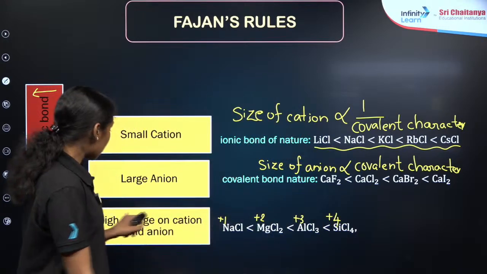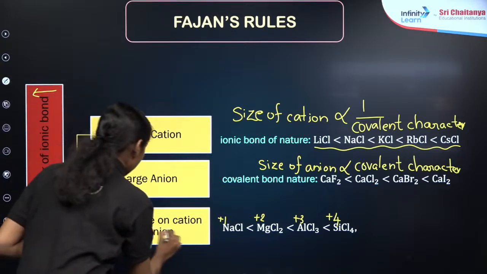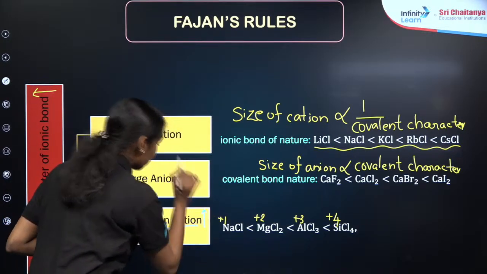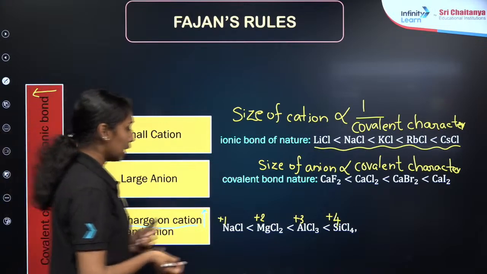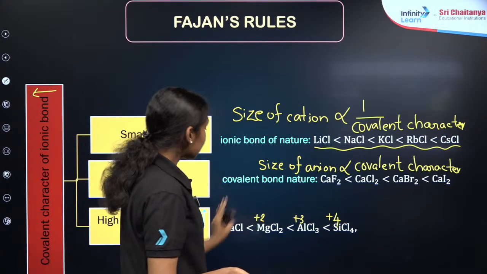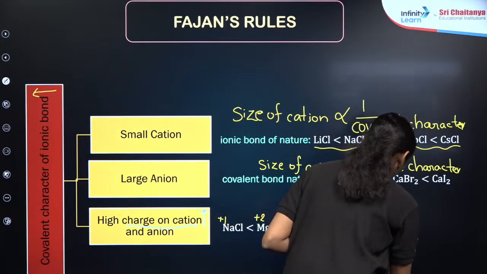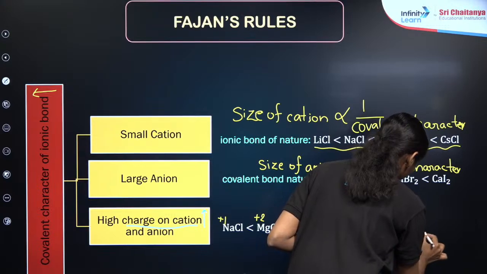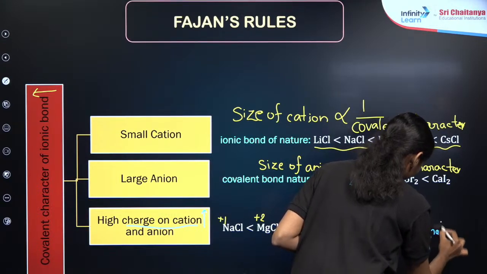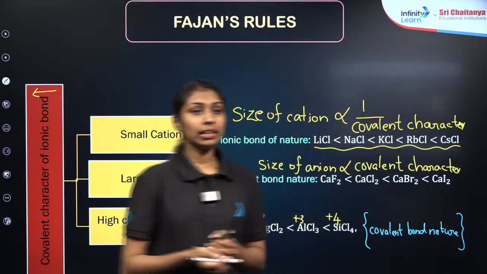Which means that the charge on the cation increases. Similarly, if the charge of the anion also increases, there will be an increase in covalent character, right? So this will be the increasing order of covalent character of the ionic bond. Clear?